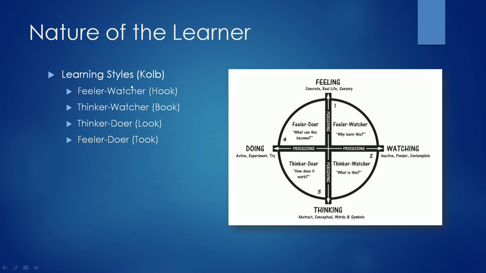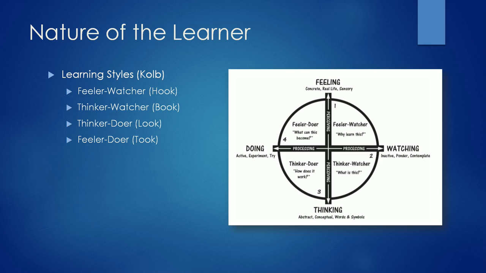And the movement from the feeler-watcher to the thinker-watcher, to the thinker-doer, to the feeler-doer, the movement down through here is actually the movement from quadrant 1 to 2 to 3 to 4, and going around the circle here is what we're going to do. That's the structure of our lesson plan.